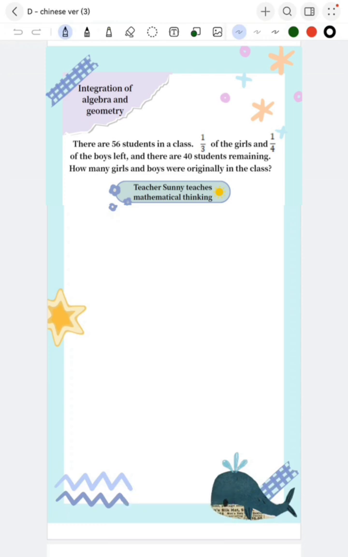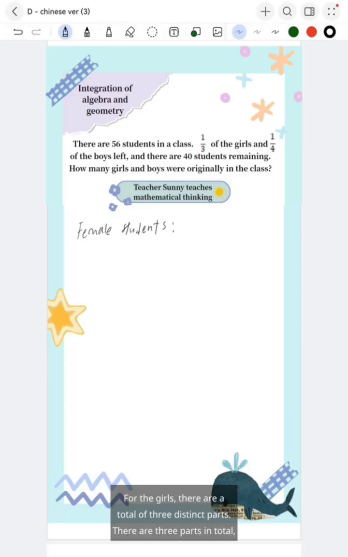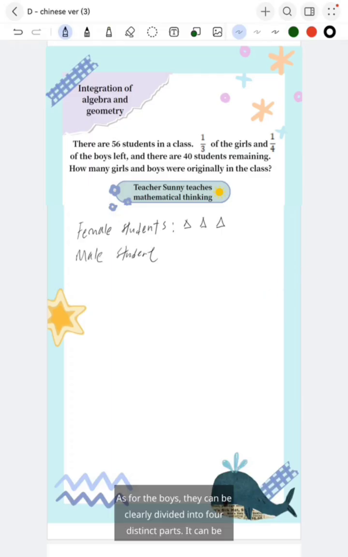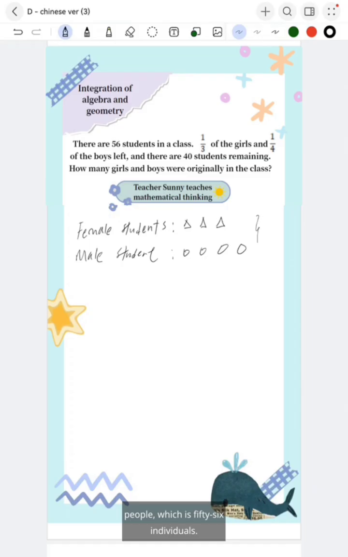Alright, let's take a closer look. Girls. For the girls, there are a total of three parts. There's nothing wrong with that at all. As for the boys, they can be divided into four parts. And then we also know that the total number of girls plus the total number of boys equals the grand total number of people, which is 56. There are 56 students, right?